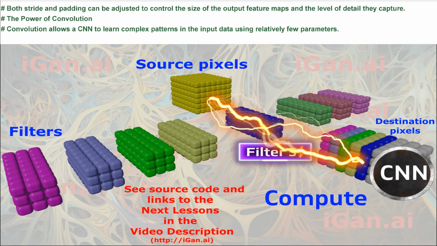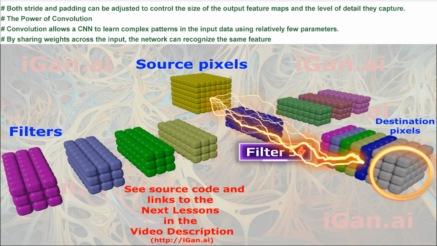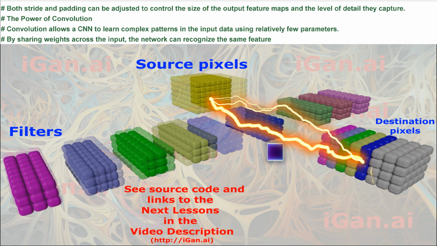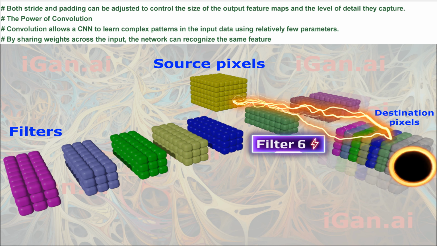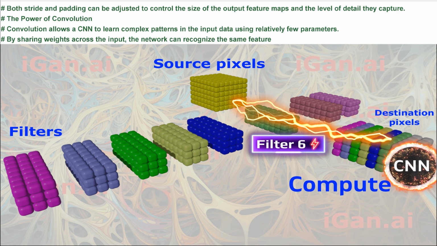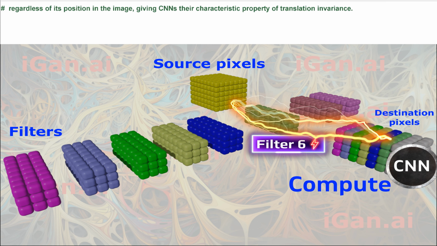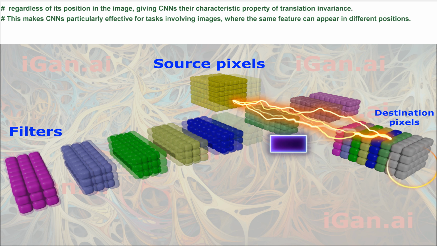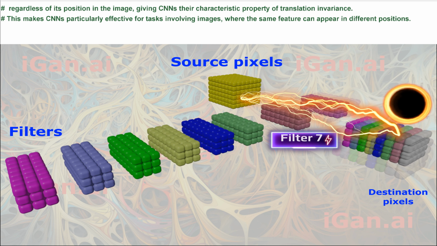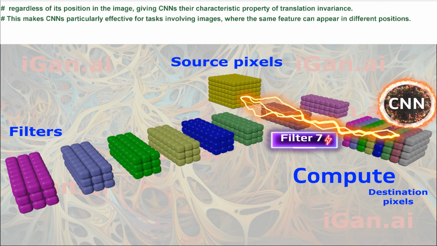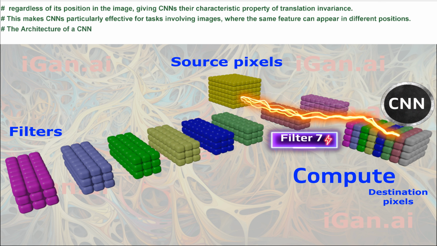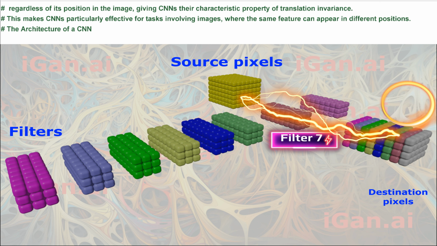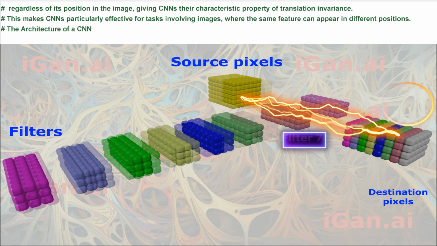The power of convolution. Convolution allows a CNN to learn complex patterns in the input data using relatively few parameters. By sharing weights across the input, the network can recognize the same feature, regardless of its position in the image, giving CNNs their characteristic property of translation invariance. This makes CNNs particularly effective for tasks involving images, where the same feature can appear in different positions.